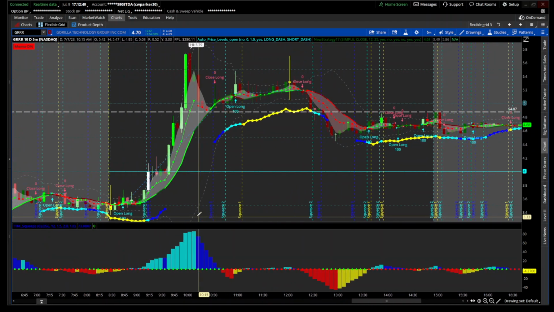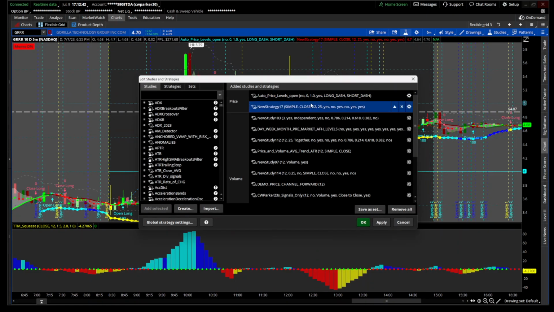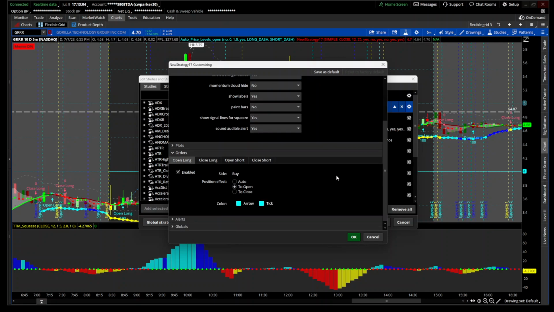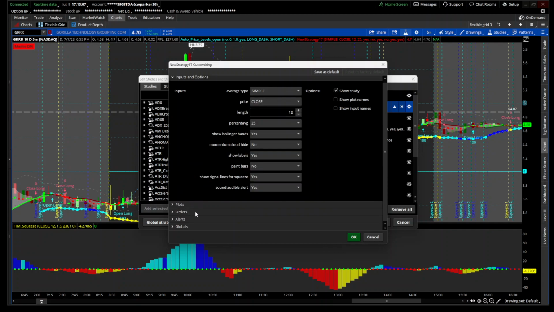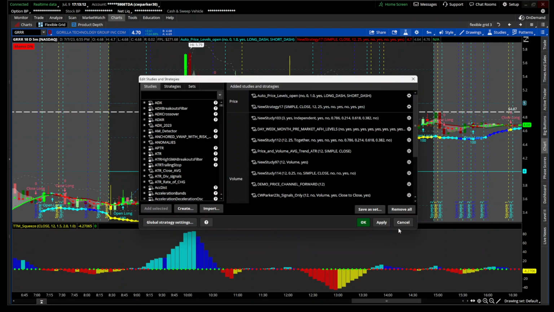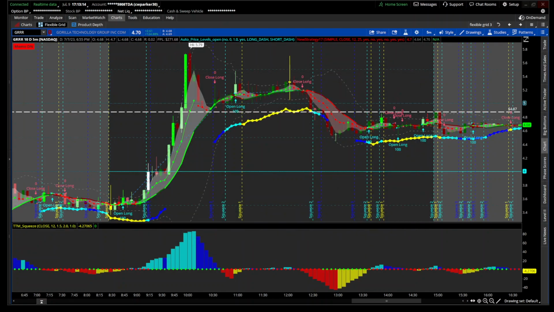But this is basically going to be the end of the video. For the most part, you can see the different features of this indicator. You can change the close, change the length, the percentage of the other average that you're comparing it to. Show labels, paint bars, signal lines, the audible alerts, the different colors. One other thing about this indicator.